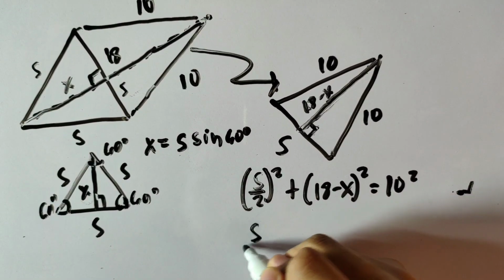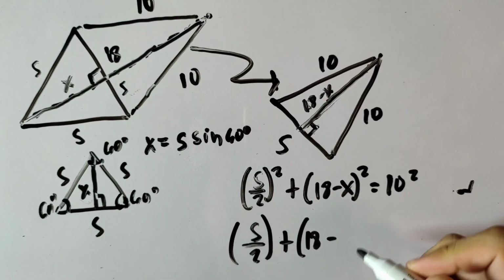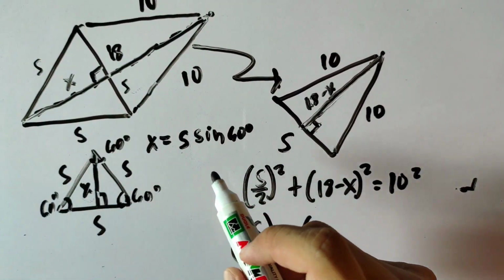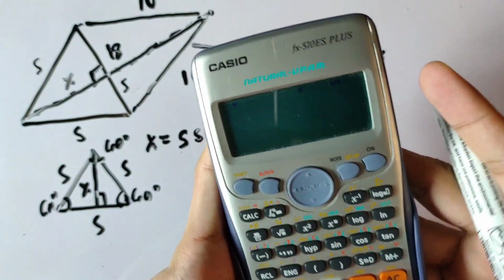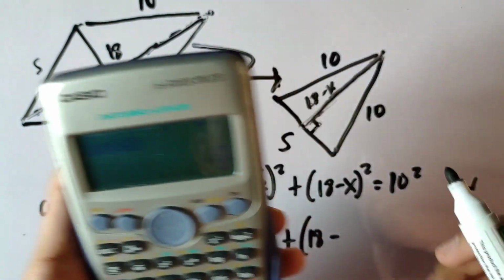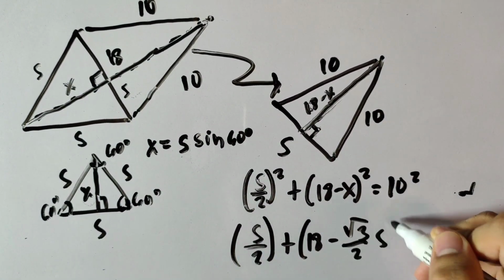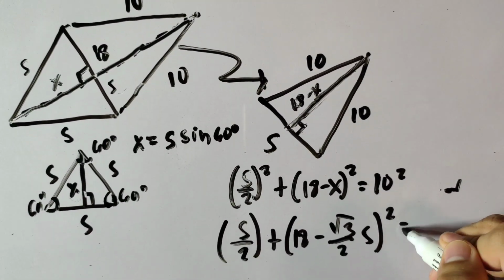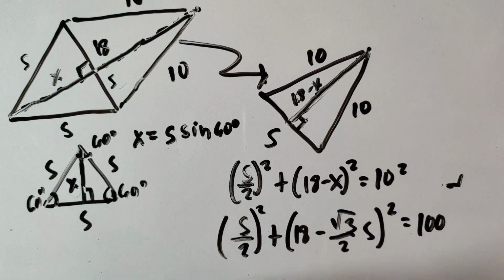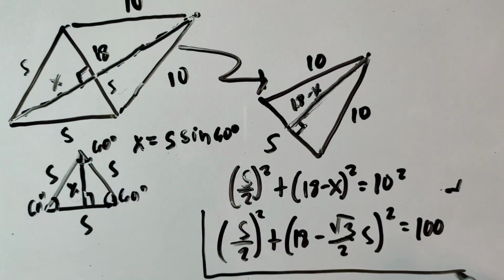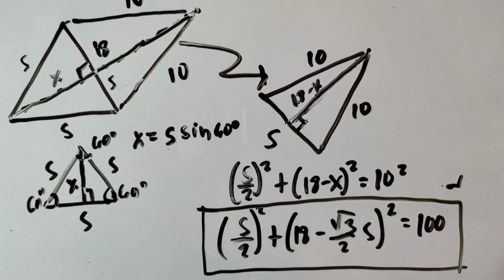So ito magiging s over 2 squared plus 18 minus, so simplify natin to. Ano ba ang sine 60 times s? So sine 60 is equal to square root of 3 over 2. So square root of 3 over 2 s squared is equal to 10 squared, 100. So ito na equation natin. One equation with one unknown. So isolve na lang natin to at masasolve na natin yung s.